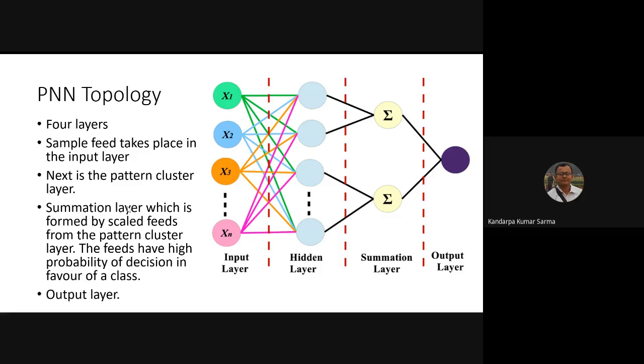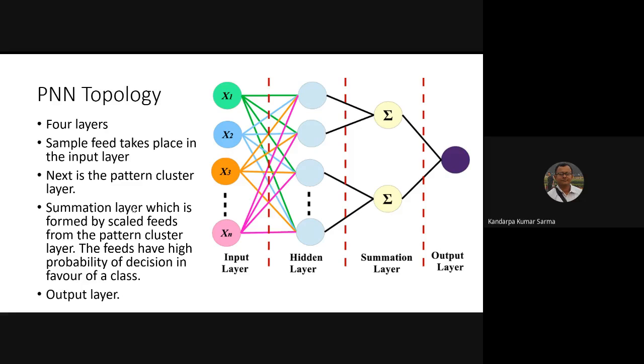Now this particular pattern cluster layer works together with the summation layer, and there in the summation layer all the conditional probability density values coming from the hidden layer shall be grouped, and a summation value will be generated. So the decision that shall be derived is based on the fact that the feeds that have high probability of decision in favor of a class will decide the particular class.